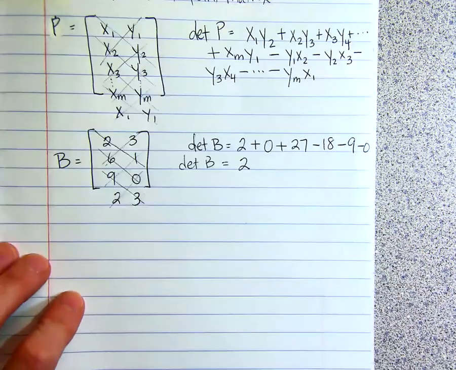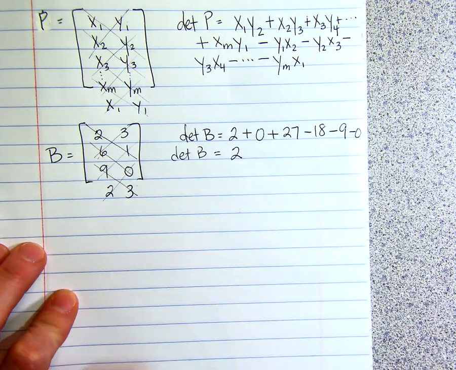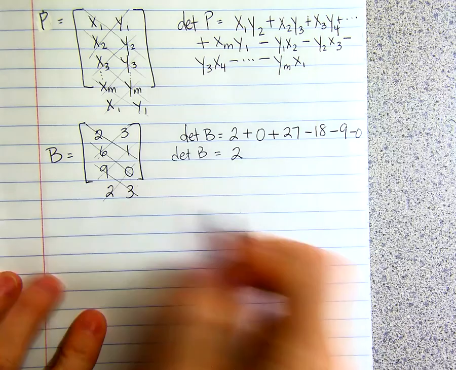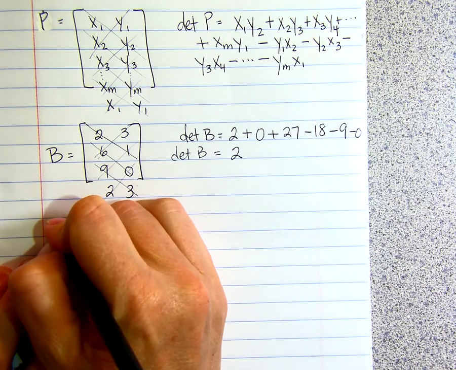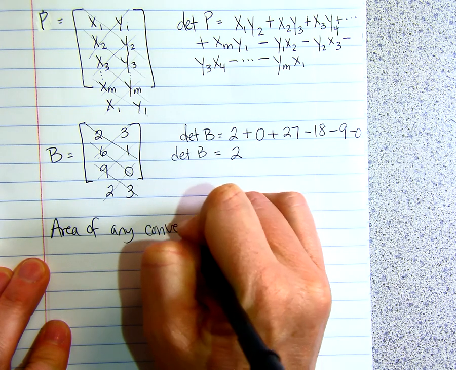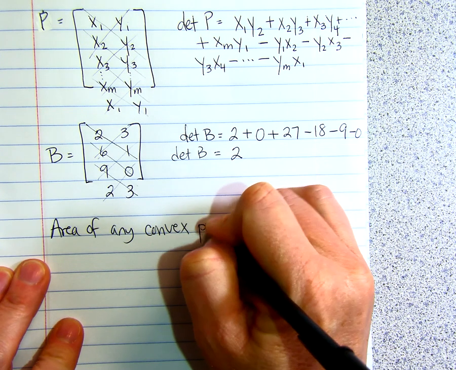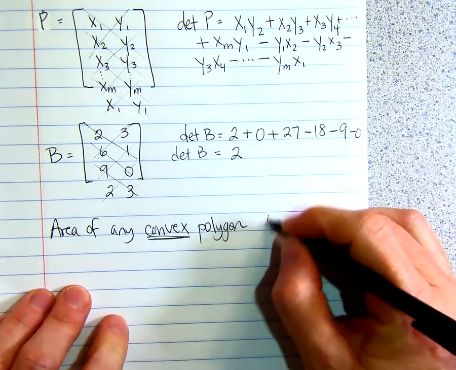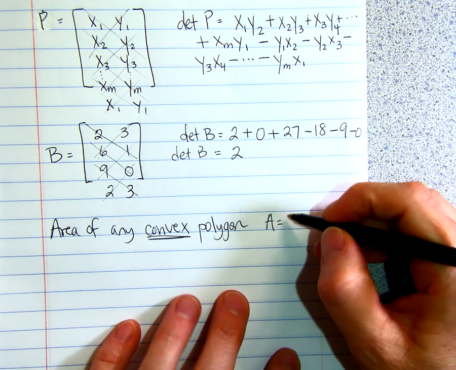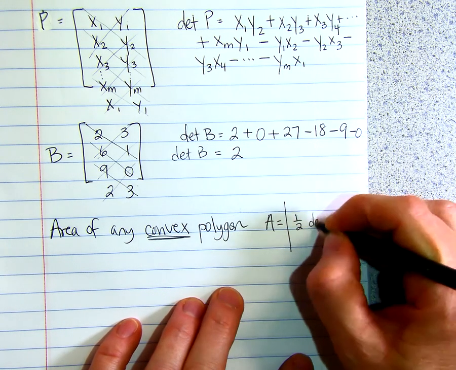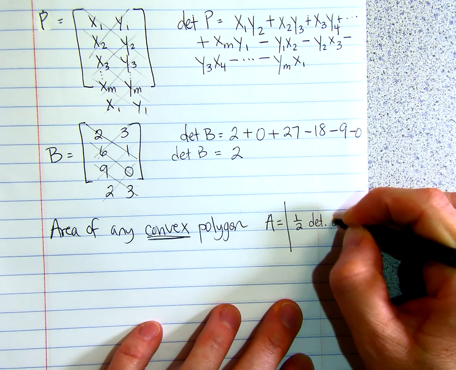Now to find the area of any convex polygon, and this actually only works for convex. Do you remember convex? Yeah. It means there's no parts going inside. So the area of any convex polygon, A for area, equals the absolute value of half the determinant of the point matrix.